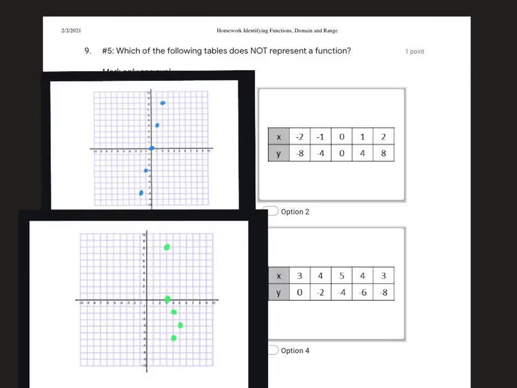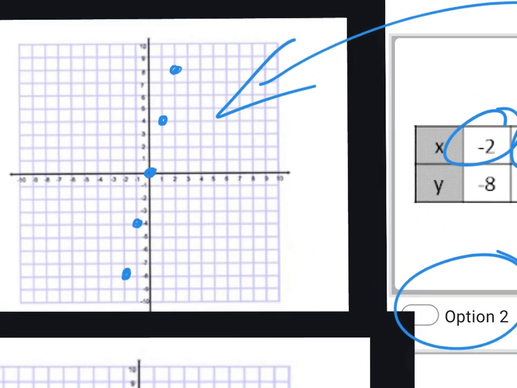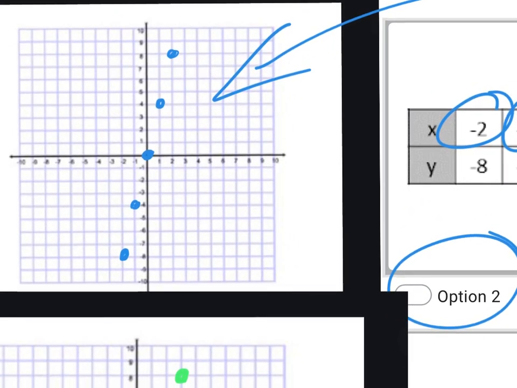Okay, so I've also done the same thing here for number 9, just to show you it works the same way for a table as well. So in the first option, I graphed, well, it's option 2 here. So you see I graphed it over here. Since all your x values are different, when you graph them, you'll see that you don't have any coordinates that are stacked on top of each other. So it passes the vertical line test because you only hit one at a time.